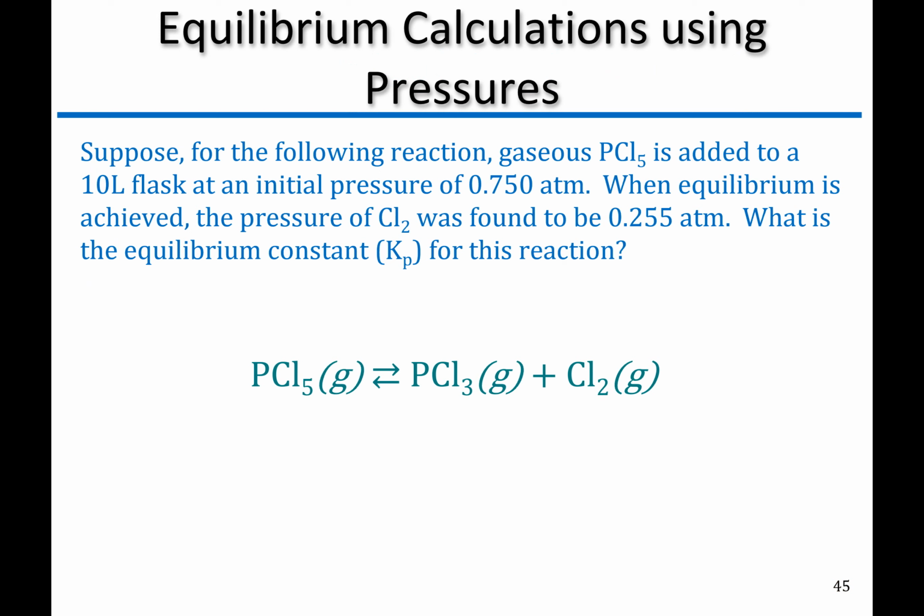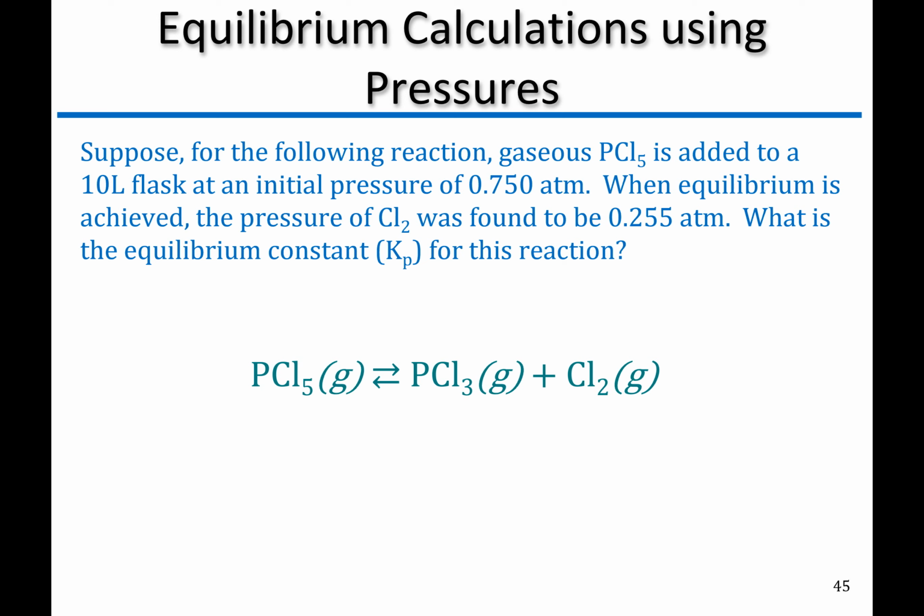Okay, now suppose we were working with pressure instead. It says, suppose the following reaction, gaseous PCl5 is added to a 10-liter flask at an initial pressure of 0.75 atmospheres. It says when equilibrium is achieved, the pressure of chlorine was found to be 0.255 atm. It wants to know what is the equilibrium constant, Kp, for this reaction. And they give us a reaction equation. So it says PCl5 gives us PCl3 and chlorine gas.